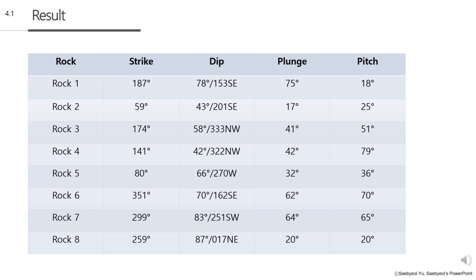This table highlights key orientation parameters like strike, dip, plunge, and pitch. For example, rock 1's strike is 187 degrees, dip is 78 degrees and 153 southeast. Plunge is 75 degrees and pitch is 18 degrees. These analyses aid in understanding structural trends across the samples.